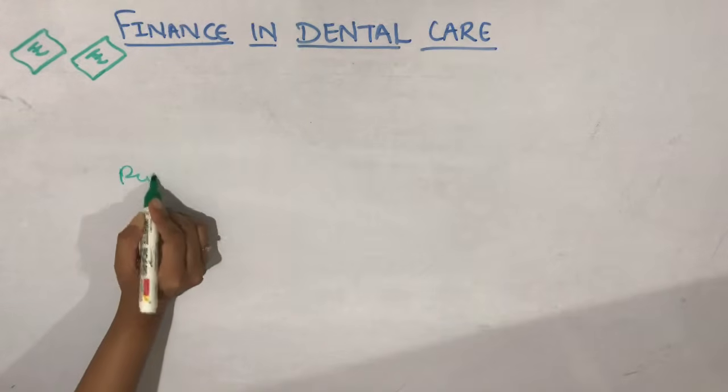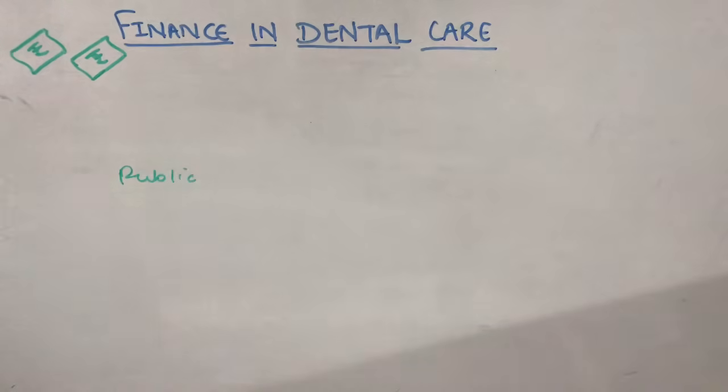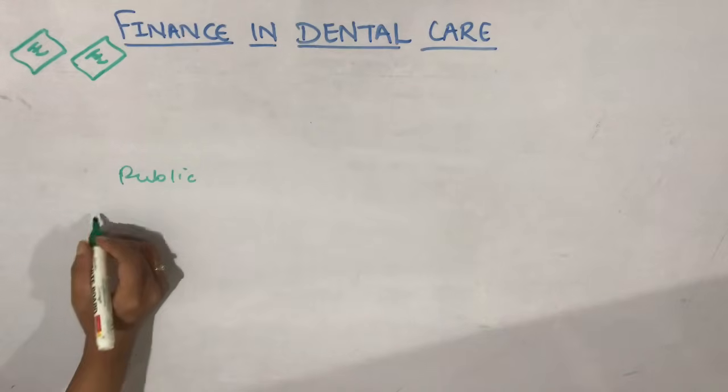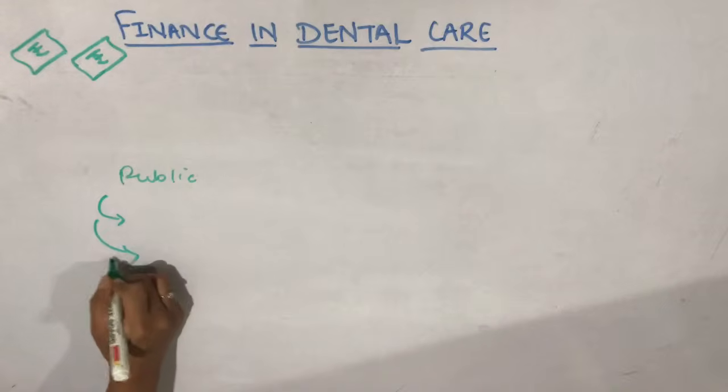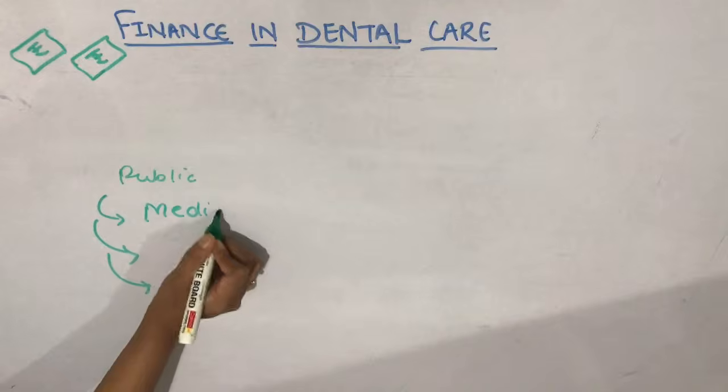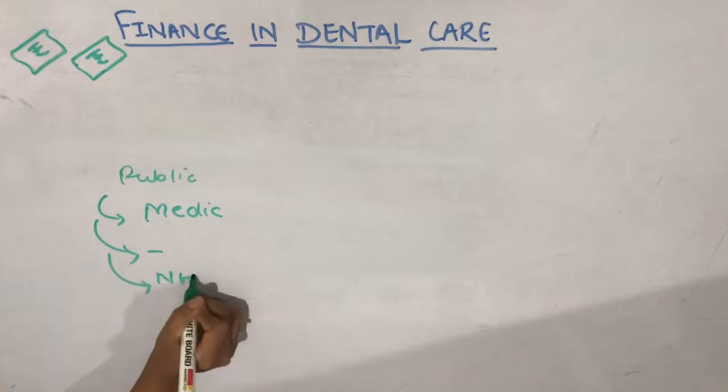Now starting off with the public programs. A public program is usually not able to meet the dental demands of all the people. There are therefore a number of public programs which are aimed at meeting the needs of a specific group. There are these three public financing programs, which are Medicare, Medicaid and the National Health Insurance.